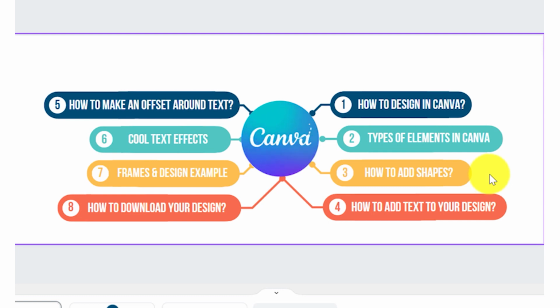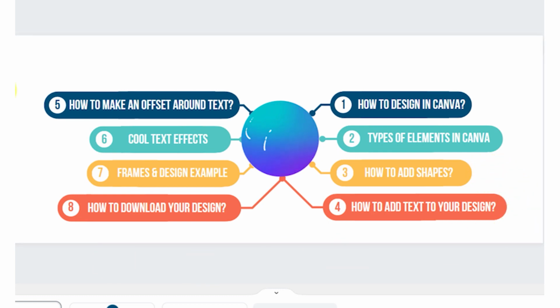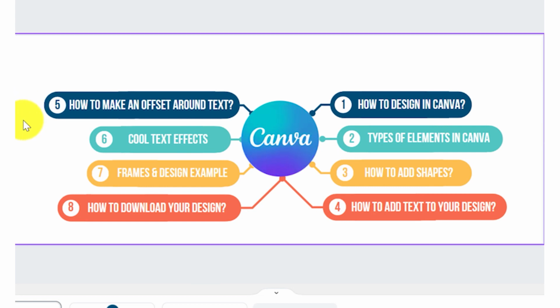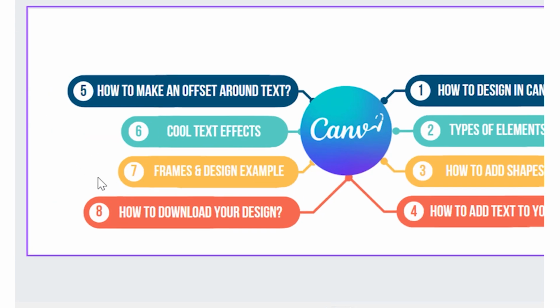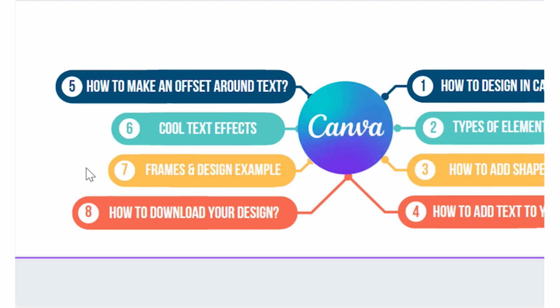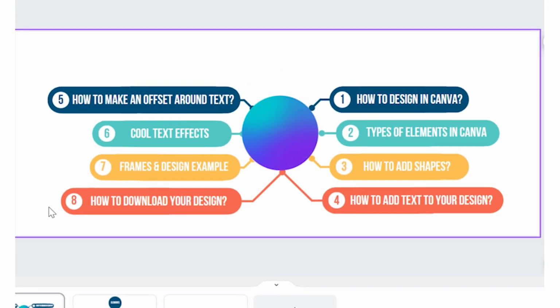And I'll also show you how to add shapes to your designs, as well as text, and how to make a cool text offset around your design and some cool text effects. Then I'll show you how to use frames and make cool designs with pictures of your loved ones with design examples. And at the very end, I'll show you how to download your design to print it out using your Sublimation printer. So let's get started.